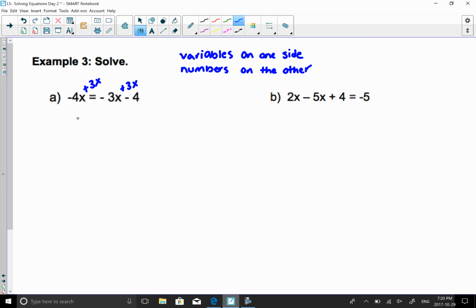So negative 4x plus 3x leaves me with just negative 1x, or negative x. That becomes 0 and I'm left with negative 4. Now remember, I don't want to know what negative x is. I want to know what positive x is. So I divide both sides by negative 1 because that's what's in front of it. And that leaves me with x equals 4.